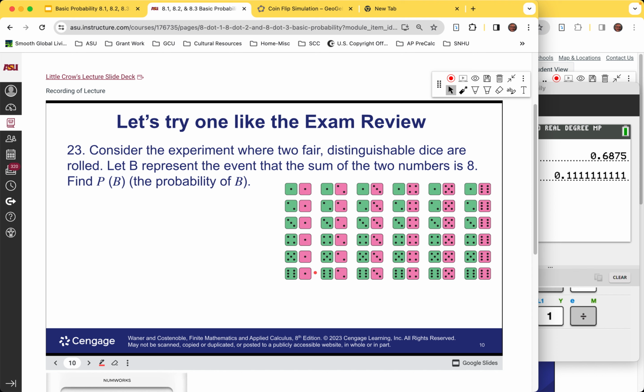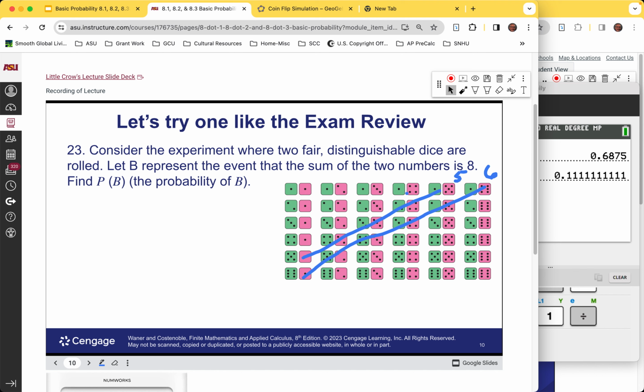But I'm also going to point out that there's a pattern that happens. So here are the 7s, and let me change color. Let's go with blue. If we go along this diagonal, there are 1, 2, 3, 4, 5, 6 ways to make a 7. If we come down here to make a 6, there's going to be 5 ways.